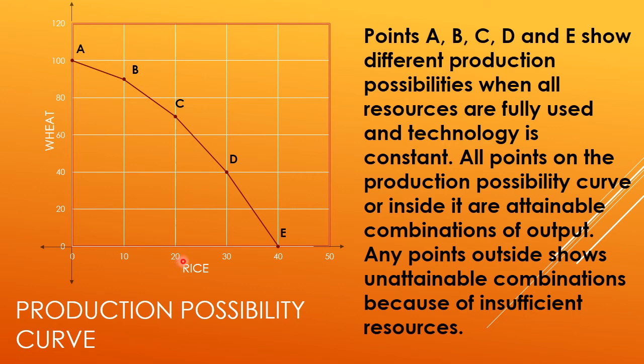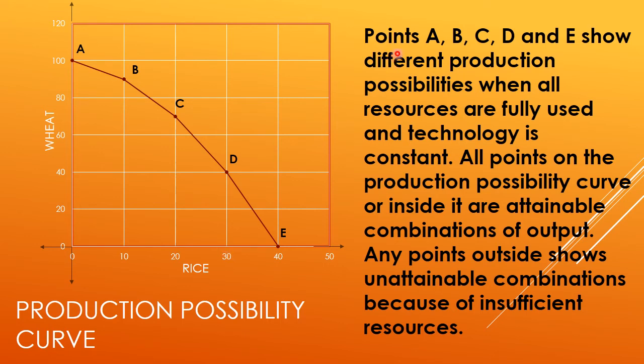Same way, if we want to produce more rice, that is 30 lakh tons of rice, we have to come down from 70 lakh tons of wheat to 40 lakh tons of wheat. And at combination D, therefore, with the given resources, we get 40 lakh tons of wheat and 30 lakh tons of rice.